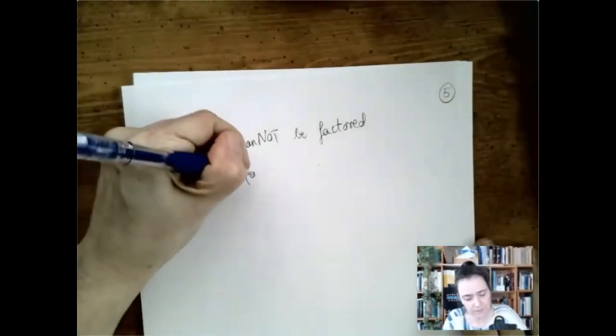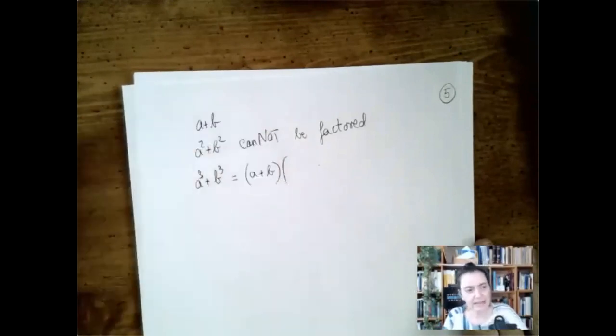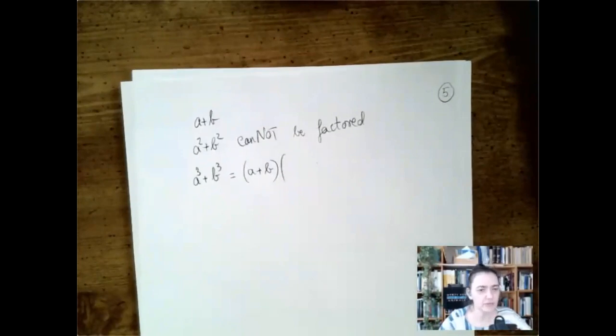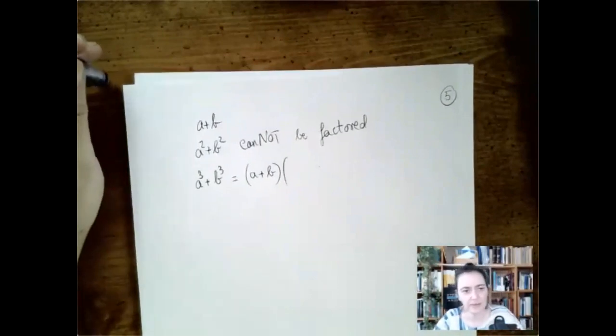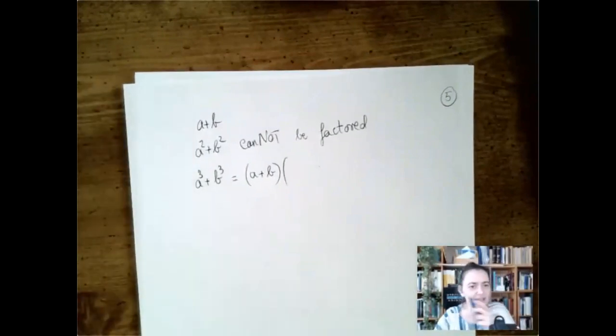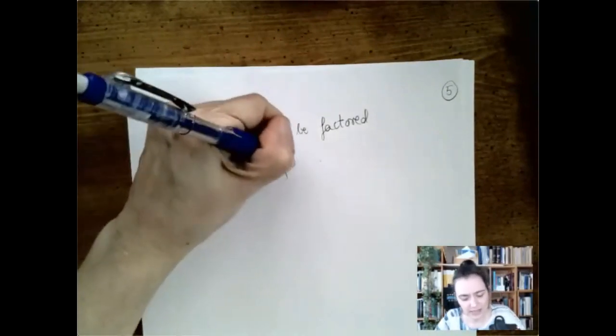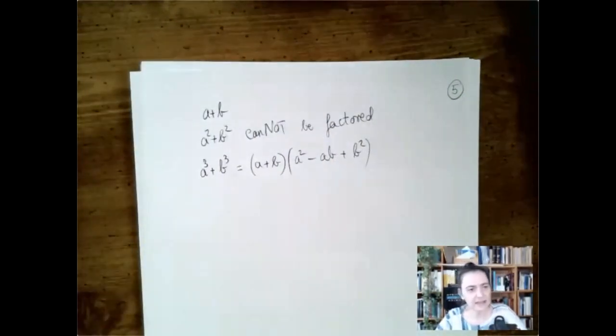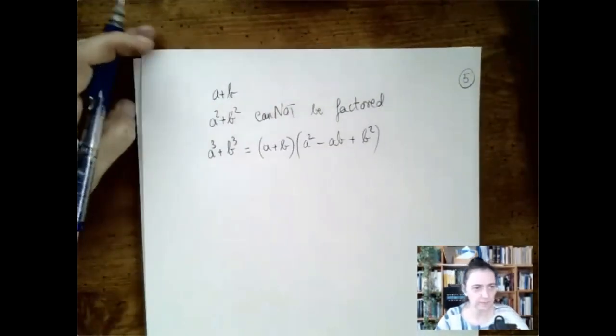It is a plus b. And then the other piece is going to be generated the same way. So you have a squared, ab, and b squared. But now every second sign is plus, minus, because the conjugacy is in this longer piece. So it's going to be a squared minus ab plus b squared. And that's what's called the sum of cubes theorem.